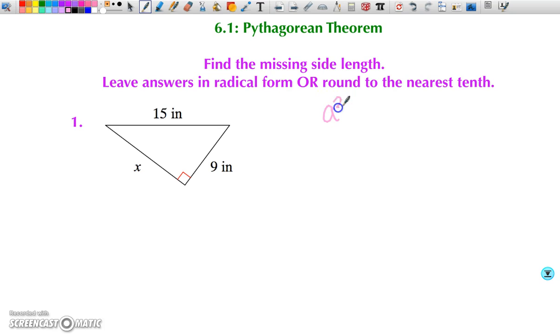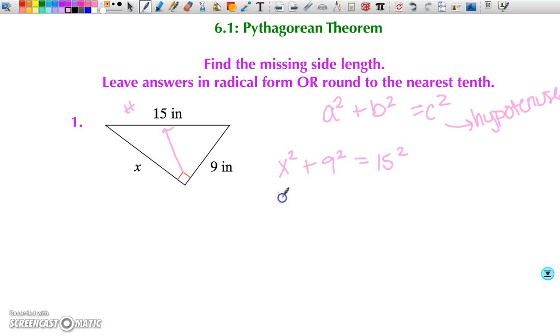So remember that your Pythagorean theorem is a squared plus b squared equals c squared, and c is always your hypotenuse. And to find your hypotenuse, it is the side across from the right angle. So this is your hypotenuse here. So a and b are interchangeable, so you just plug in your numbers. X squared plus 9 squared equals 15 squared. So we get x squared plus 81 equals 225.